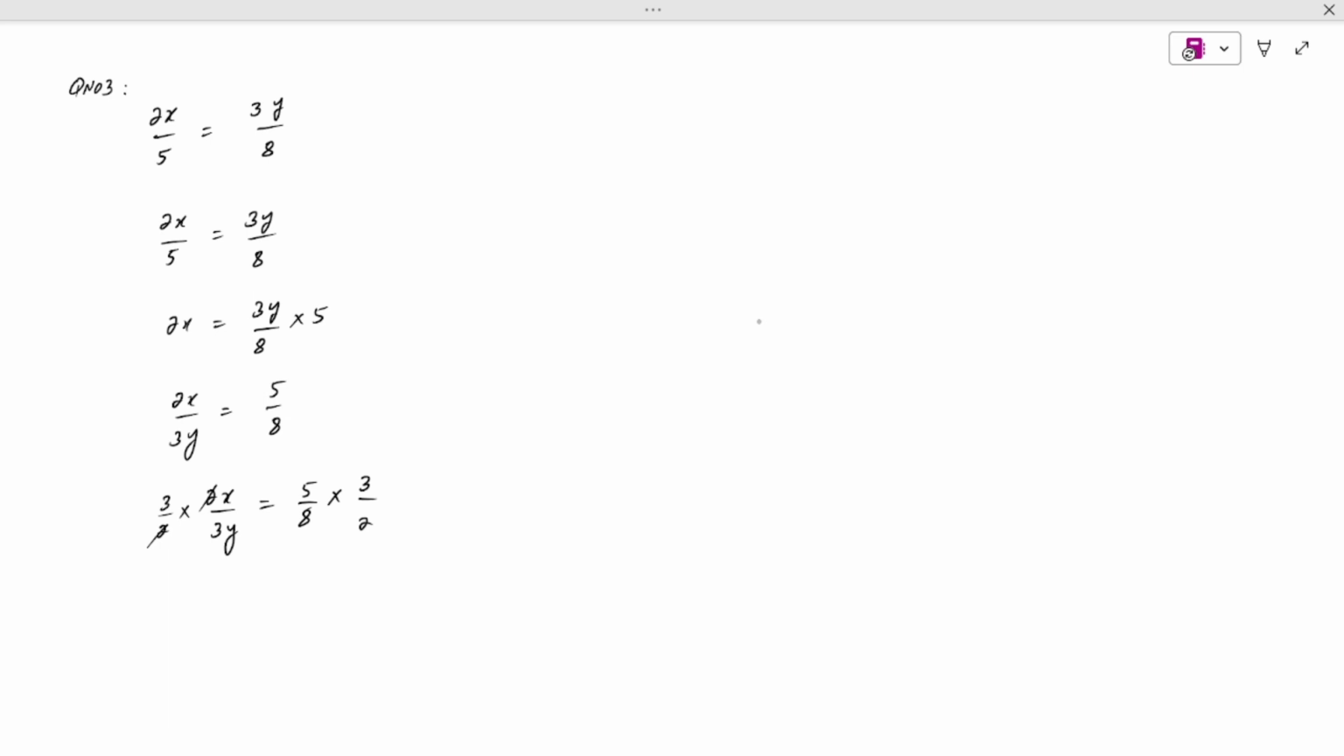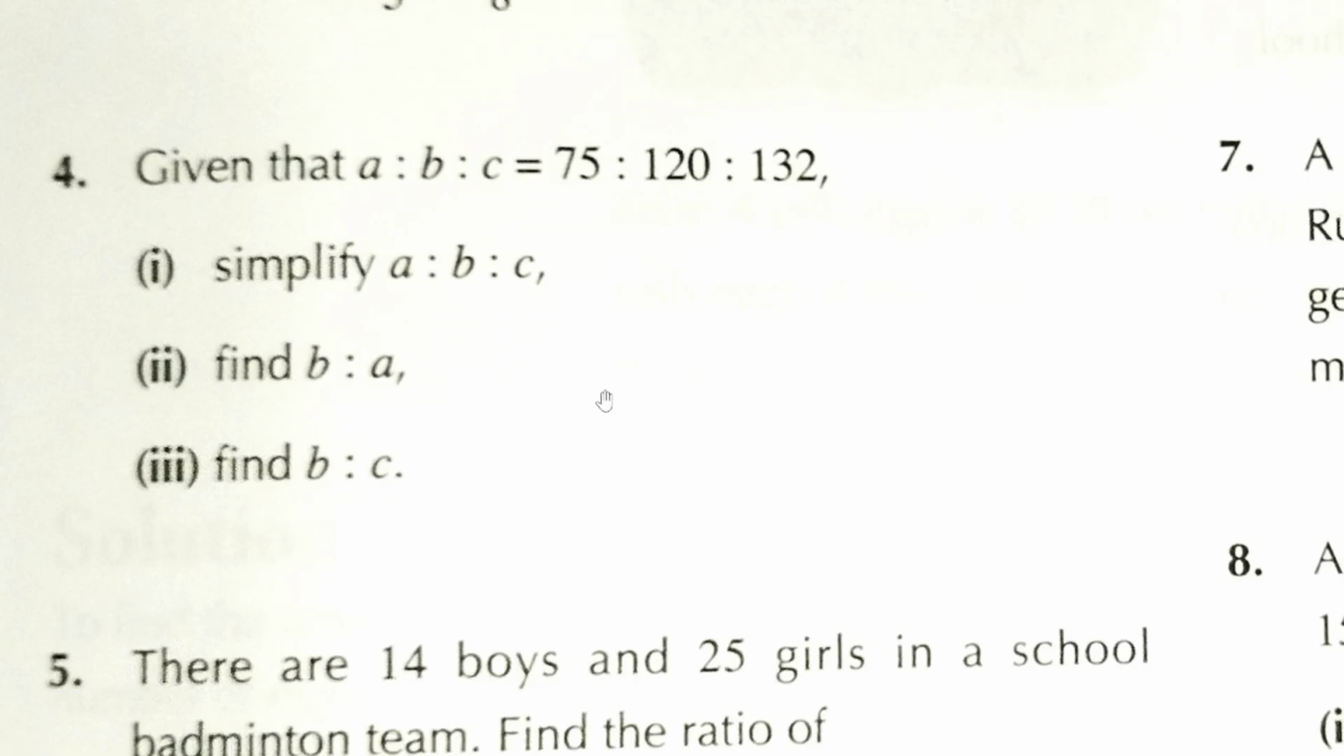So here, cancelling 2 and 3, we get x over y equals 5 threes are 15 over 16, and now this becomes the ratio, that is x ratio y equals 15 ratio 16, and this becomes question number 3 and its answer. Now we will solve question number 4. So this is question number 4.